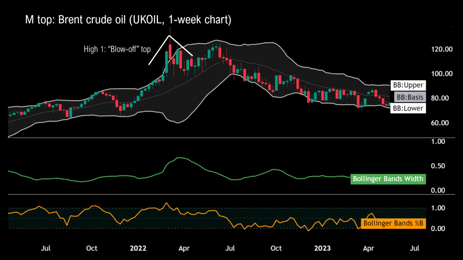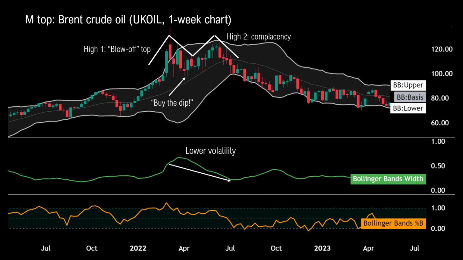Then the price came down, and dip buyers stepped in. This might have been a good time for a shorter-term trader to buy the dip, but for long-term investors, not so much. The price did go higher after this, but it then made a second top. The second top was on lower volatility than the first, as shown by the Bollinger Band width indicator in green.